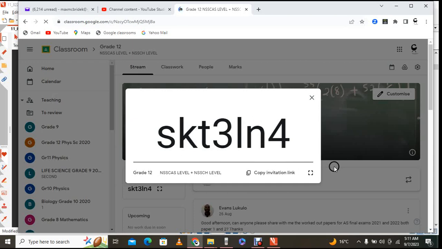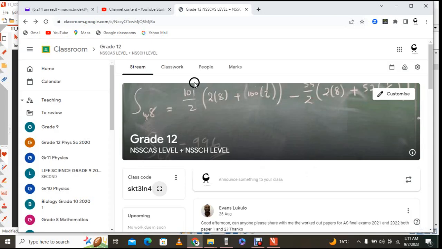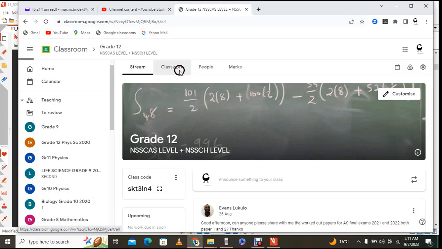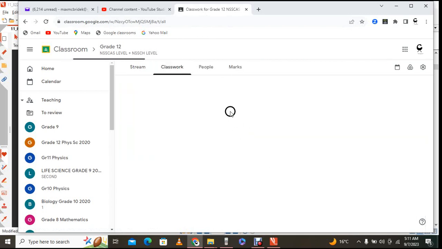So this is the code that you use to join the AS level classes, SKT3, I think that's an L, N4. You can definitely join with that code, and then you'll have access to a lot of classwork or material that I've uploaded. I just want to see if it pops up. I know it seems like I'm talking forever, but I just want to show you.